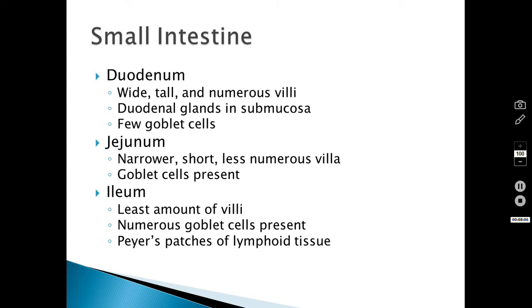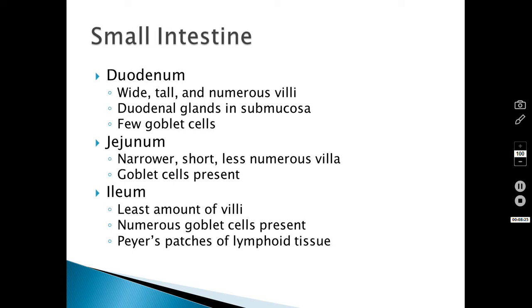So the duodenum has lots and lots of villi. They tend to be kind of wide and quite tall. A distinguishing feature is the duodenal glands in the submucosa, and there are few goblet cells, not quite as many as there are someplace else.